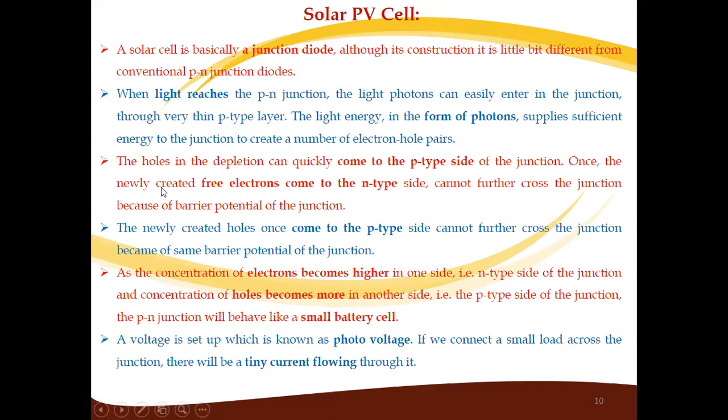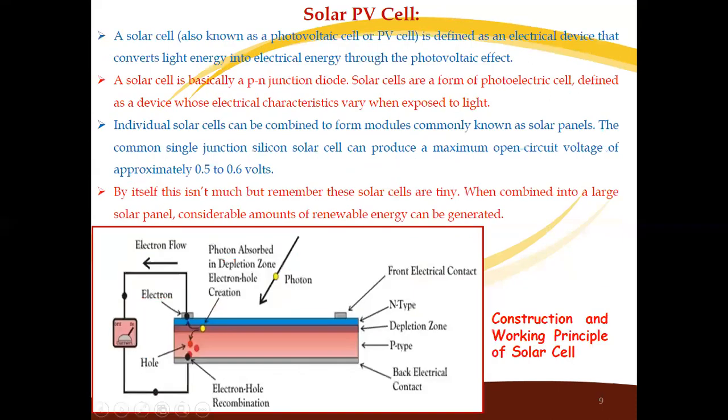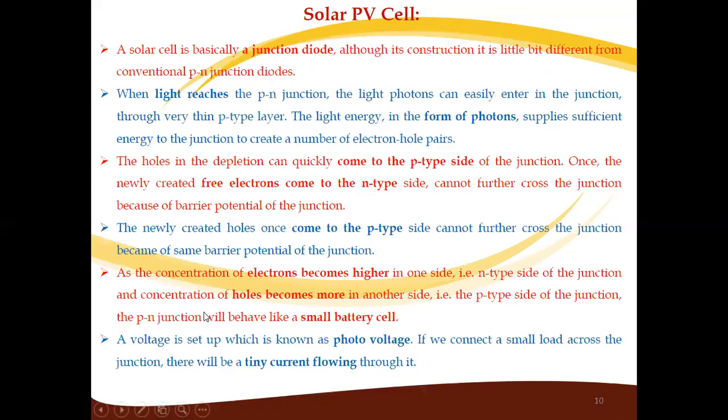So the holes in the depletion region can quickly come to the p-type junction, and once newly created free electrons come to the n-type junction, they cannot cross the barrier because of the potential of the junction. Similarly, newly created holes come to the p-type junction, and they also cannot cross the junction. So electrons come to the n type of junction and holes come to the p type of junction, and they cannot cross this depletion layer.